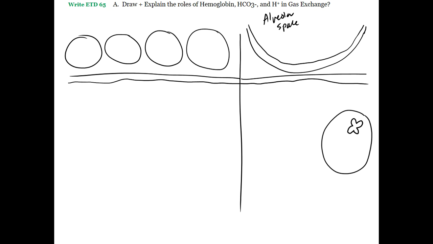At the same time, we can see we've got this thing. This, of course, is a red blood cell, an erythrocyte. And that red blood cell is carrying an amazing molecule called hemoglobin. And that's what this is. This is hemoglobin.